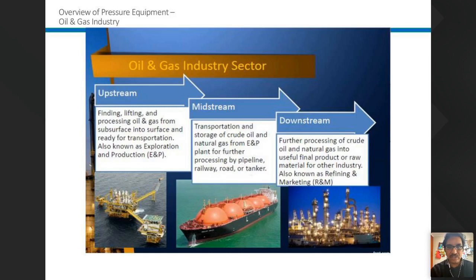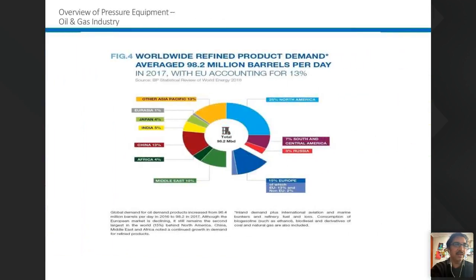Let's see how much oil is being consumed a day. As per the International Energy Report, 98 million barrels of oil are consumed a day. One barrel is around 160 liters, so 98 million times 160 liters. That's the consumption of oil per day in the world. And 45% is consumed by USA, China, India, and Japan. The rest of the countries take the balance 55% share.